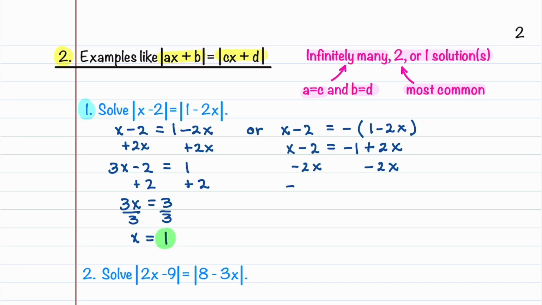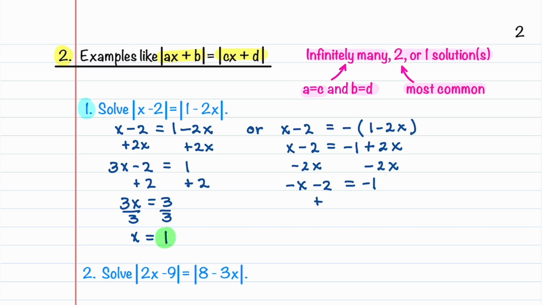This gives us minus x minus 2 is equal to negative 1. Now let's move our constant to the right, so we're going to add 2 to both sides. This gives us minus x is equal to 1. And then the last thing we have to do is divide by negative 1 on both sides. So we end up with the answer that x is equal to minus 1. And that's our second answer.